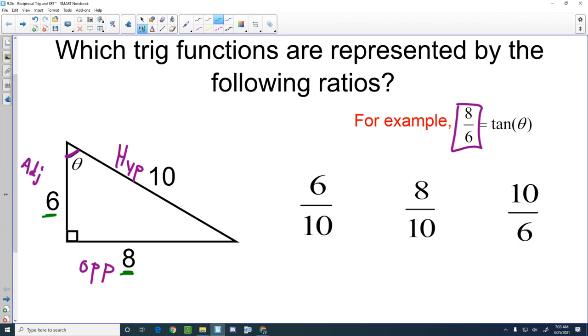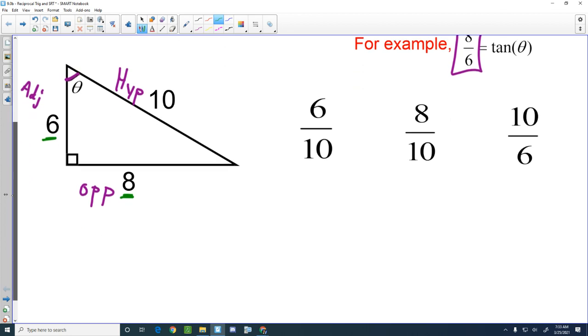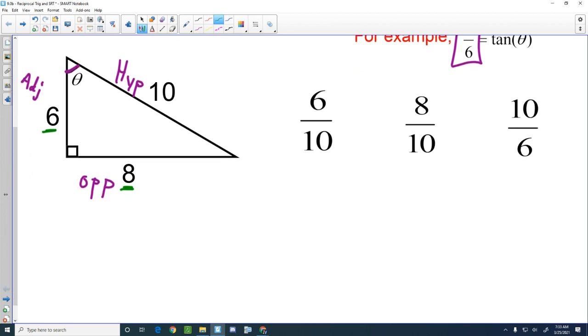All right, so 6/10, that's adjacent over hypotenuse. What's A/H, everybody? Cosine, right, from SOHCAHTOA. This is the cosine, for sure. So the cosine of theta would be the same thing as 6 divided by 10. What about 8 divided by 10? That is the opposite side divided by the hypotenuse. Which ratio is represented by opposite over hypotenuse? Sine, right? That's the SOH. So this is the sine.